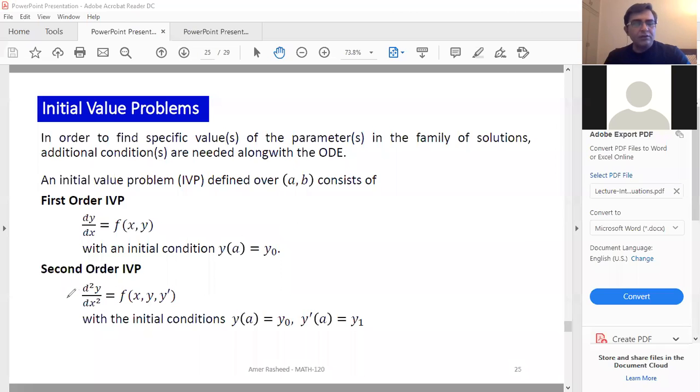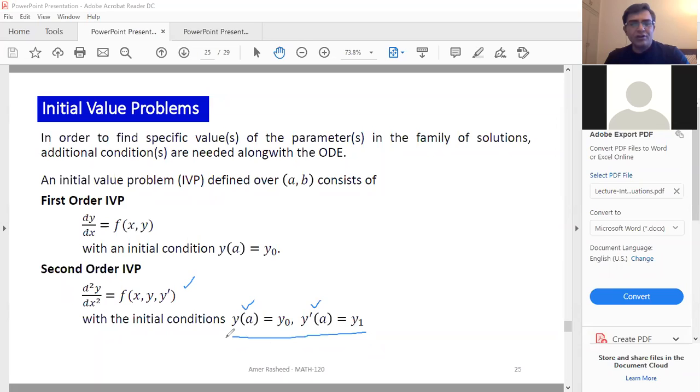So now we must have two conditions because there are two constants of integration in the second order differential equation. These two conditions: the first condition is on y and the second condition is on y dash, the first derivative of y.